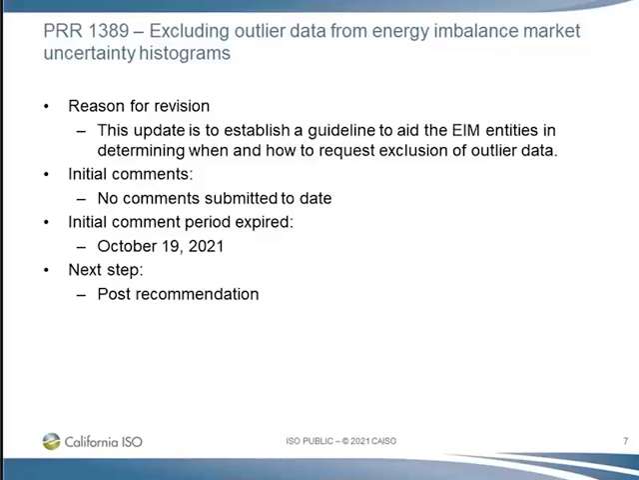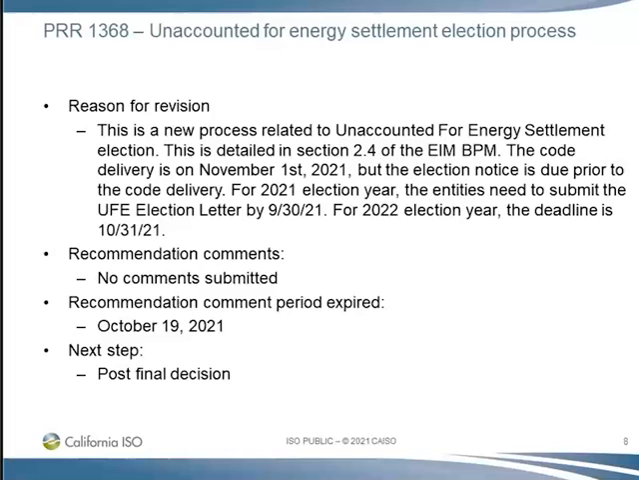I'll move on to the next PRR for this EIM BPM, PRR 1368. This is related to a new process for unaccounted for energy settlement election detailed in section 2.4 of this EIM BPM. No comments submitted, and the recommendation comment period expired on October 19, and the next step is to post a final decision on this PRR. Any question on these two PRRs?